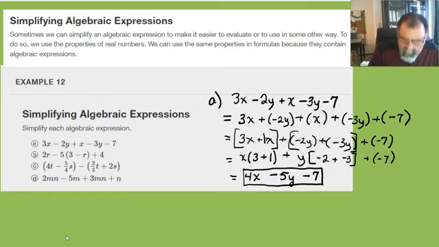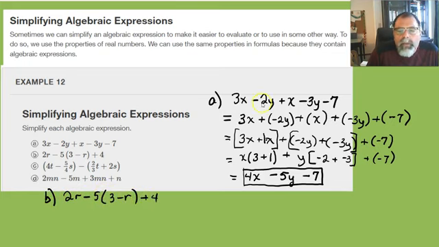All right, let's try B now. I'm going to do 2r minus 5 times 3 minus r plus 4. I'm not going to show all the detail like there. My first step is I can distribute. I'm going to think of this as plus and negative 5, and I'm going to distribute negative 5. So negative 5 times 3 is negative 15. Negative 5 times negative r is positive 5r. Then I've got the plus 4.